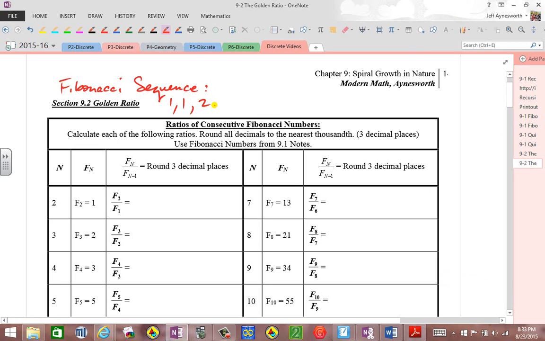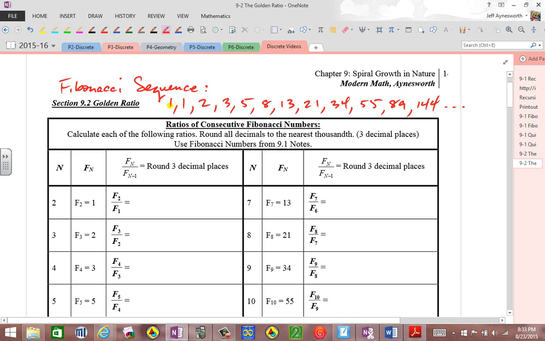So 1 plus 1 is 2, 1 plus 2 is 3, 2 plus 3 is 5, 3 plus 5 is 8, 5 and 8 is 13, 8 and 13 is 21, 13 and 21 is 34. These are the Fibonacci numbers. 21 and 34 is 55. And then 34 and 55 is 89. And then 55 plus 89 is 144, and so on. These are the Fibonacci numbers here.